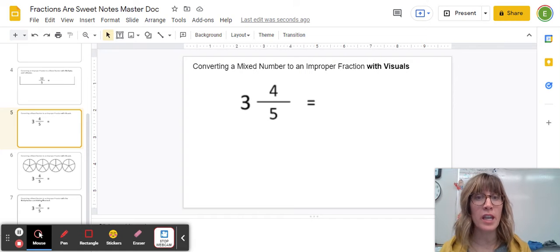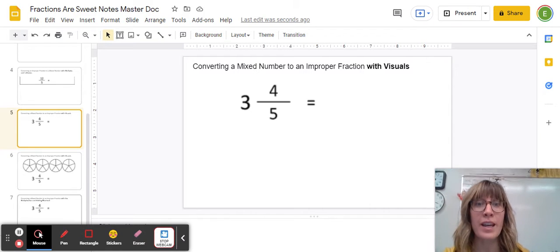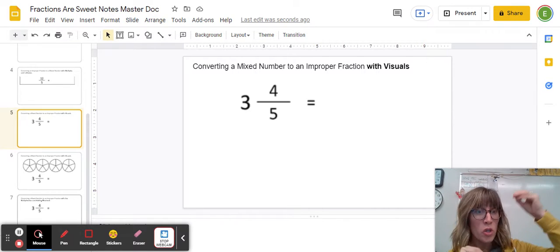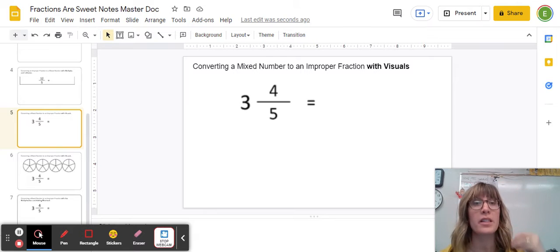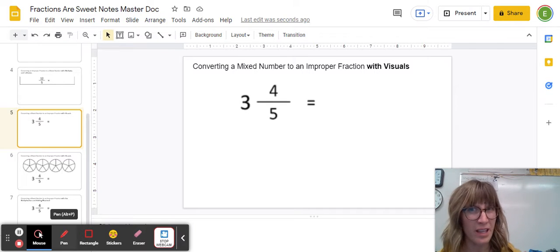Hi team, so we are going to be converting a mixed number, a number with some wholes and some leftover parts, into an improper fraction, right? Where the numerator is bigger than the denominator. So we're going to start by using a visual strategy as we think about what is happening here.